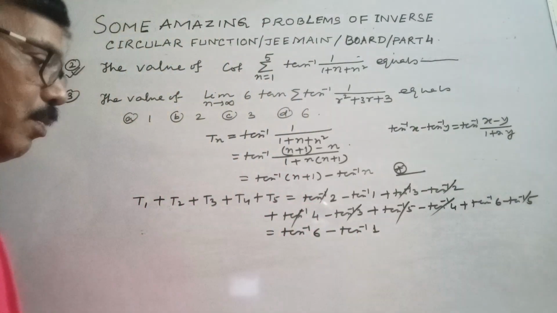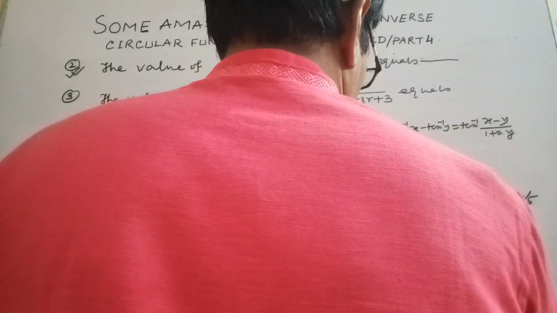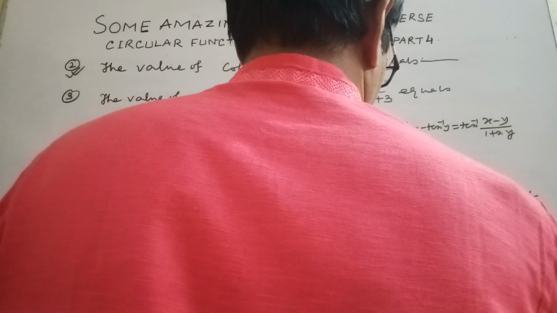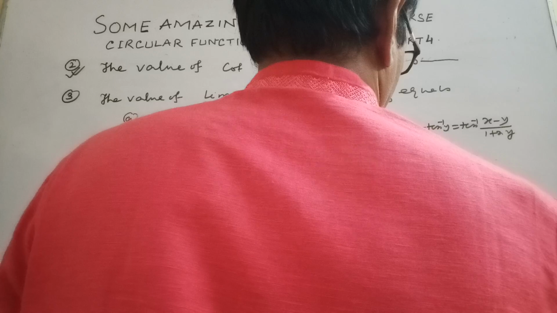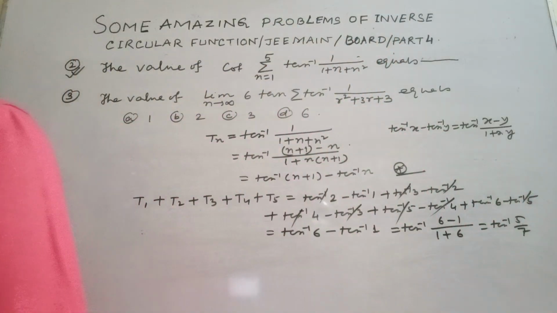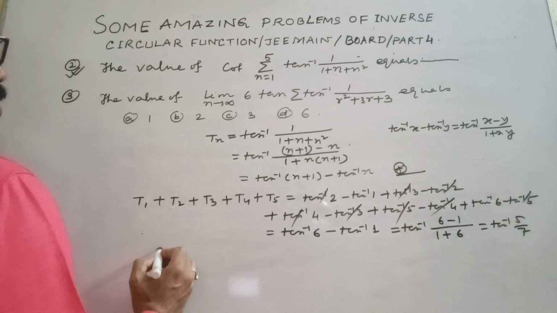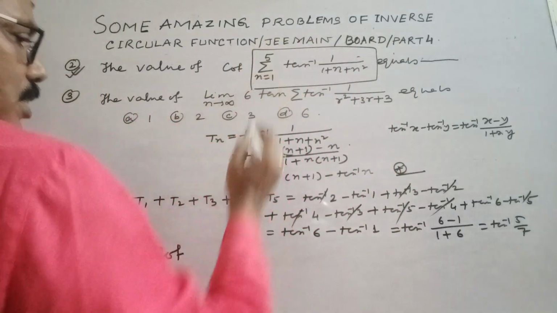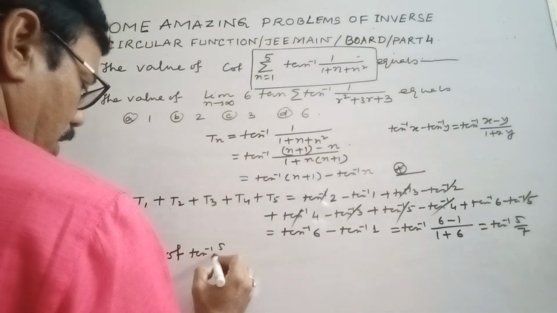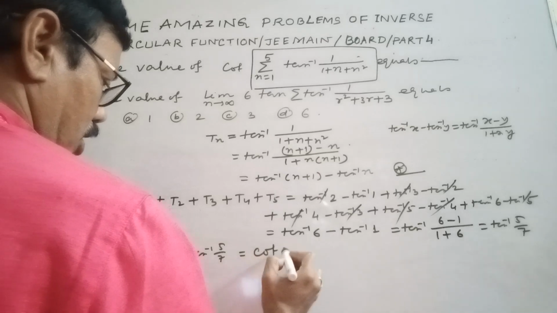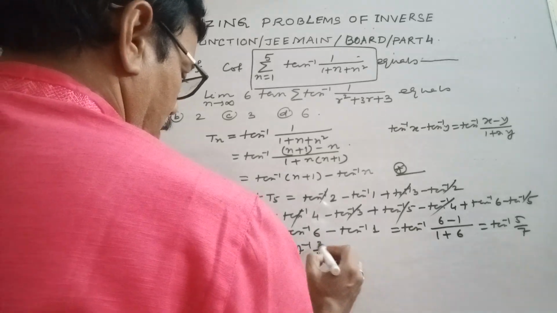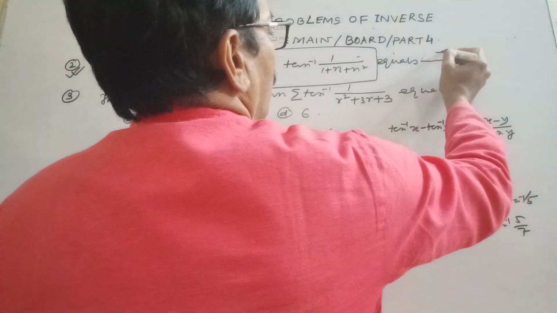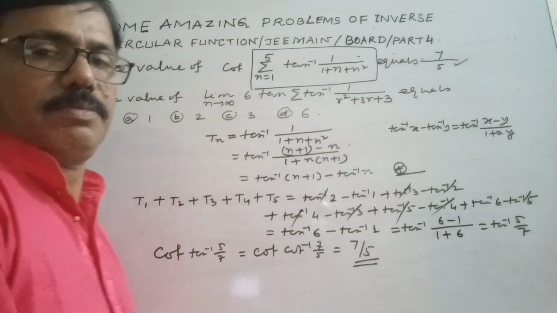Now, if we simplify, this will be tan inverse of (6 minus 1) by (1 plus 6), so tan inverse 5 by 7. So what is our expression? Cot, and we have calculated up to this. This is tan inverse 5 by 7, so cot inverse 7 by 5. So we are getting 7 by 5. So the value equals 7 by 5.